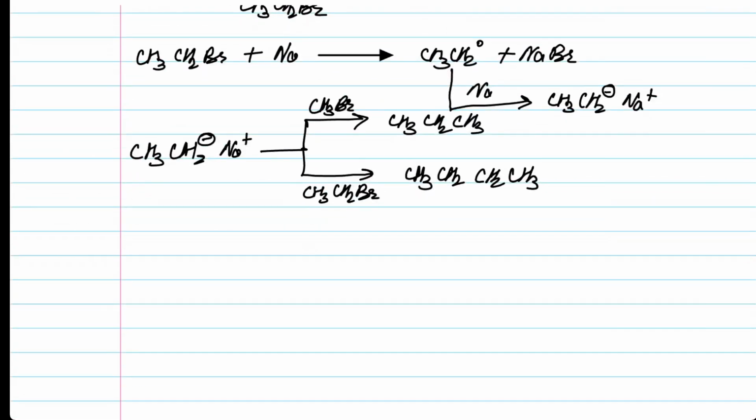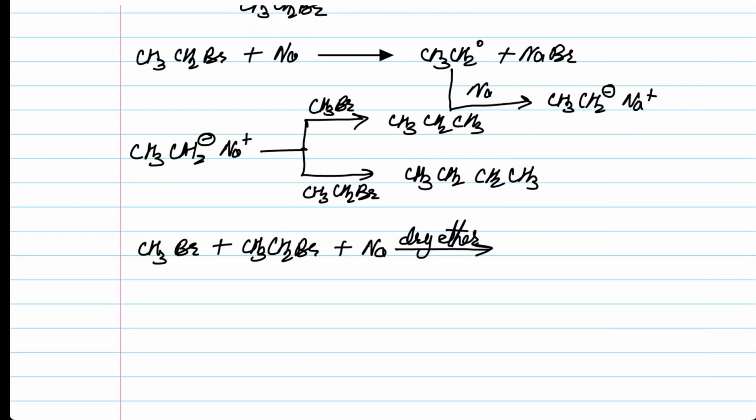So the reaction of CH3Br and CH3CH2Br in presence of sodium and dry ether will give us a mixture of three alkanes: CH3CH3 would be formed, along with CH3CH2CH3, along with CH3CH2CH2CH3. So it is not that the reaction is not going to take place if we have different alkyl halides in the reaction mixture. It is that we are going to end up with a mixture of alkanes rather than getting a pure compound.